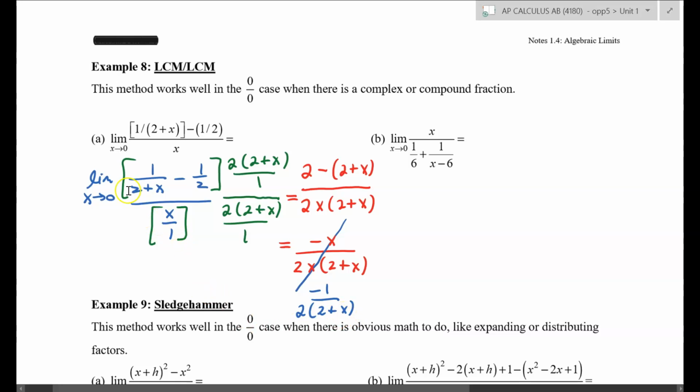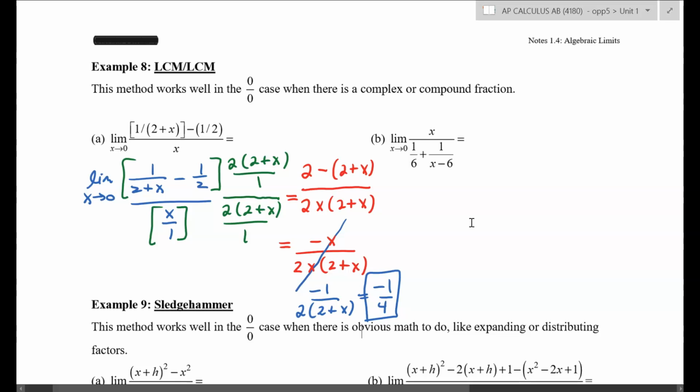Guys, if I plug in the 0 now for the limit, what do I get? Negative 1 over 2 times 2, which is negative 1/4. And that's the limit. Guys, try this one on your own. Same exact concept.